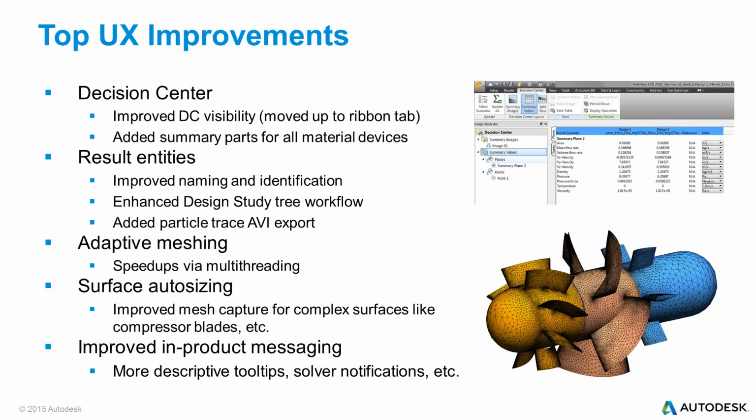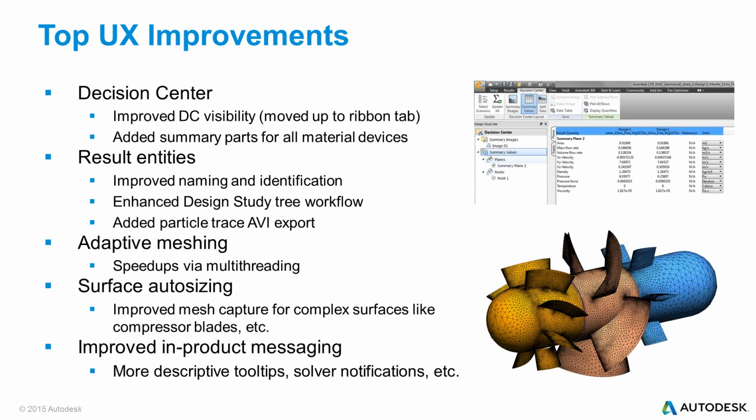We added summary parts for all material devices. So if it's a compact thermal model, it had it, but maybe fans or resistance parts or whatever may not have had all the functionality. So all summary parts for all material devices are available, and it simplified the ability to select which entities are in that table, for instance. Results entities, improved identification. These are all what I consider, if you looked at one, kind of small things, but overall, your overall experience and satisfaction with using the tool should be highly improved.